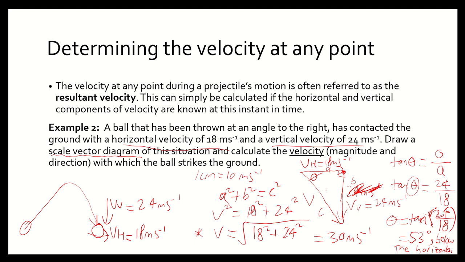So resultant velocities need a magnitude, which we figured out was 30 meters per second, and the angle. Often the textbook rewrites it out and says the resultant velocity was 30 meters per second at an angle of 53 degrees below the horizontal for completeness. But as long as you have the magnitude and the direction, in this case an angle, that will be fine.